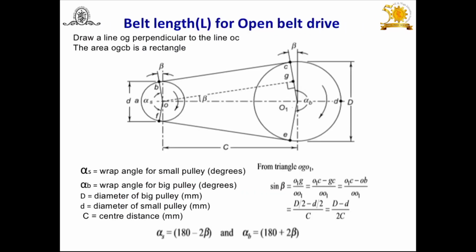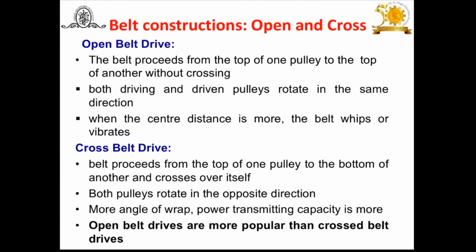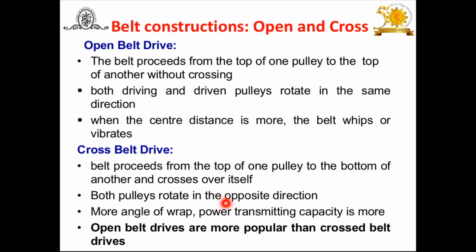Suppose this is the driving pulley and another one, its construction is like this. That means the belt proceeds from the top of one pulley to the bottom of the other pulley and crosses over itself. But in this case, both the pulleys rotate in opposite directions.